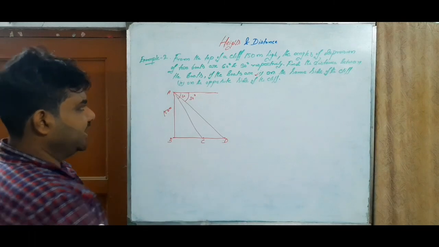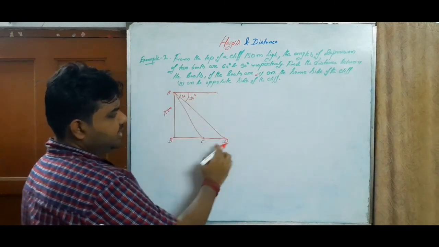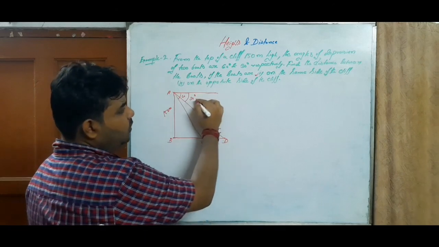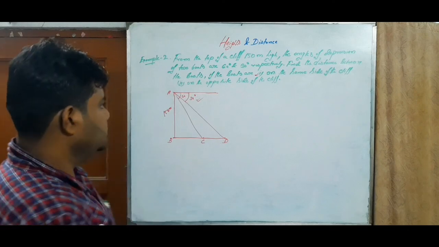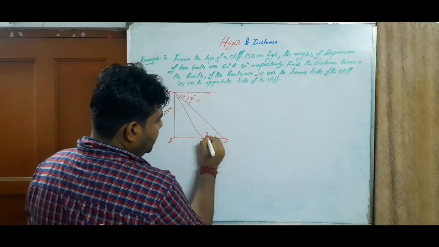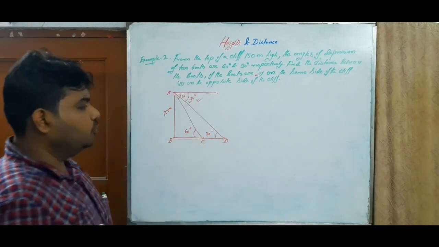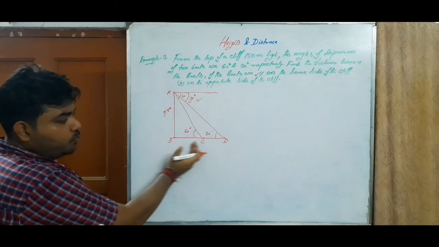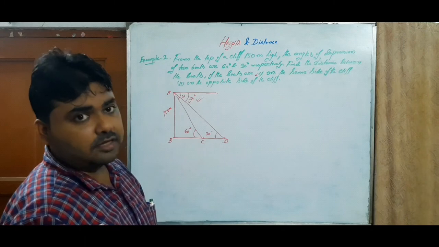We know that if these two lines are parallel to each other and this line acts as a transversal, there exist alternate angles which are equal to each other. So this will be the angle of depression, that is 30 degree, and this is 60 degree. Earlier in this video we have discussed that the angle which is closer to the tower is greater than the angle which is further from the tower.